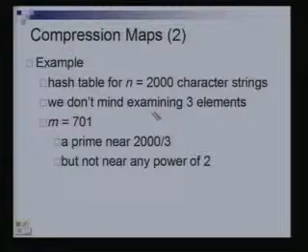So if you are going to be using that kind of a compression map, which is just key mod m, then keep in mind that your m should definitely not be a power of 2 or even close to a power of 2, and it should preferably be a prime number.